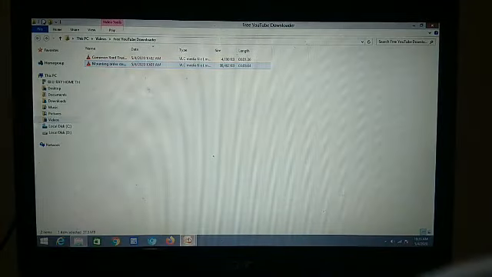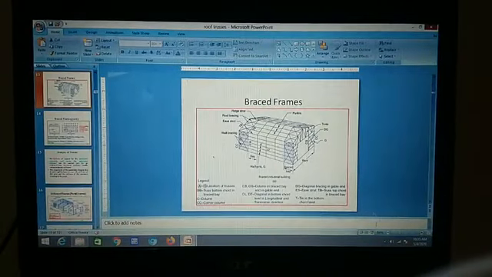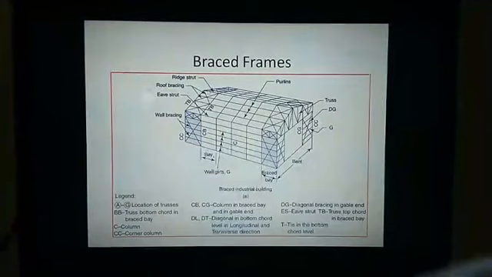Now let me show the presentation. These are the braced frames, where your truss will be like this. This is the truss, and there are many trusses, based on the length of your building. This is the opening of the building, which we call a vent. A bay is nothing but the distance between two truss members. The opening of the truss is called a vent.